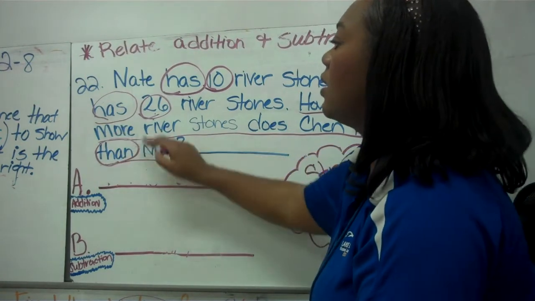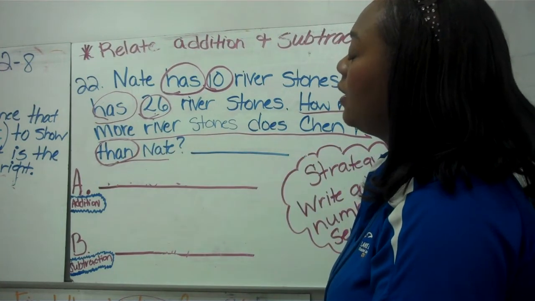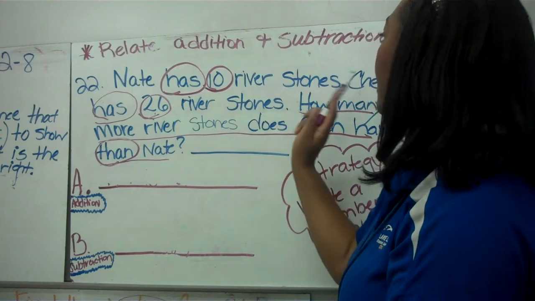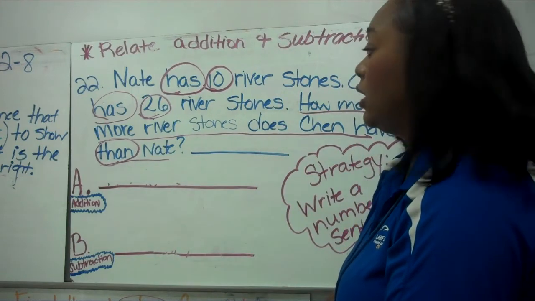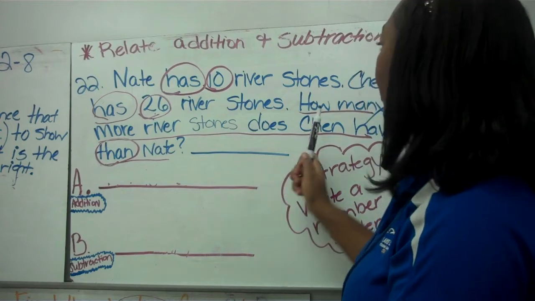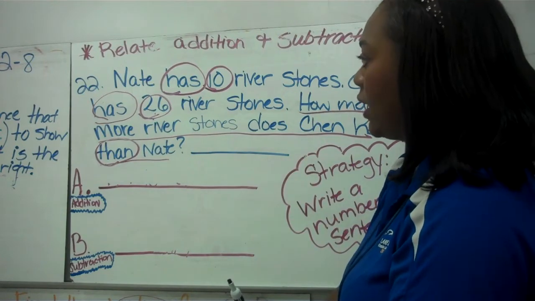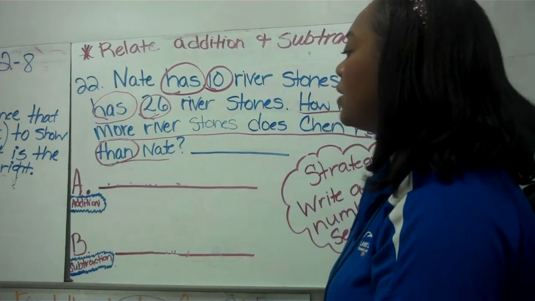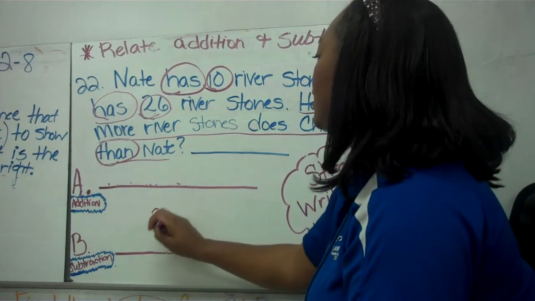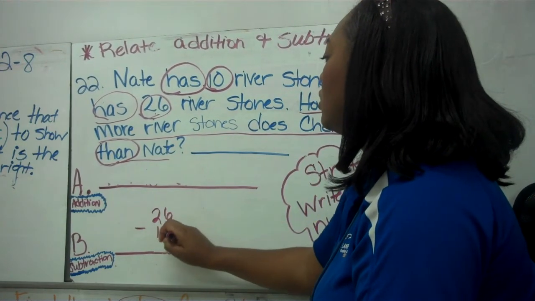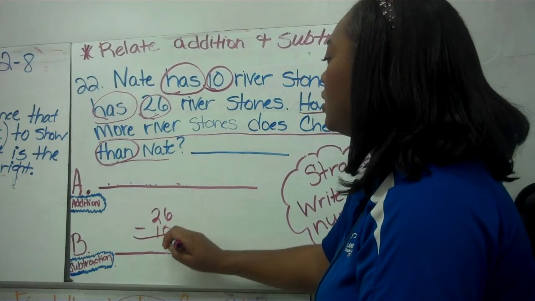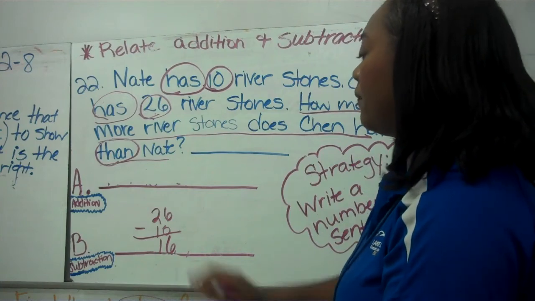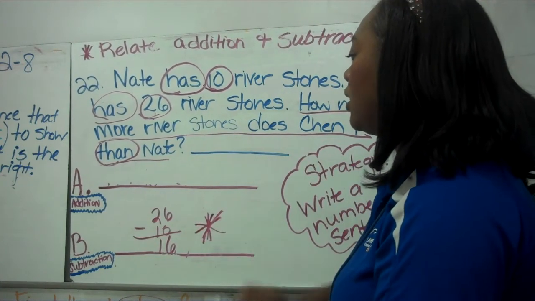Remember, we learned earlier in the year that the word than tells us to subtract because we're comparing how many river stones Nate has and Chin has. So when we're comparing, we know that we use subtraction. Okay? So my question was how many more, and we know how many more goes with subtraction as well. So all my keywords led me to subtract. Chin has 26. Nate has 10, so 26 minus 10, 6 minus 0 is 6. 2 minus 1 is 1. Chin has 16 more.